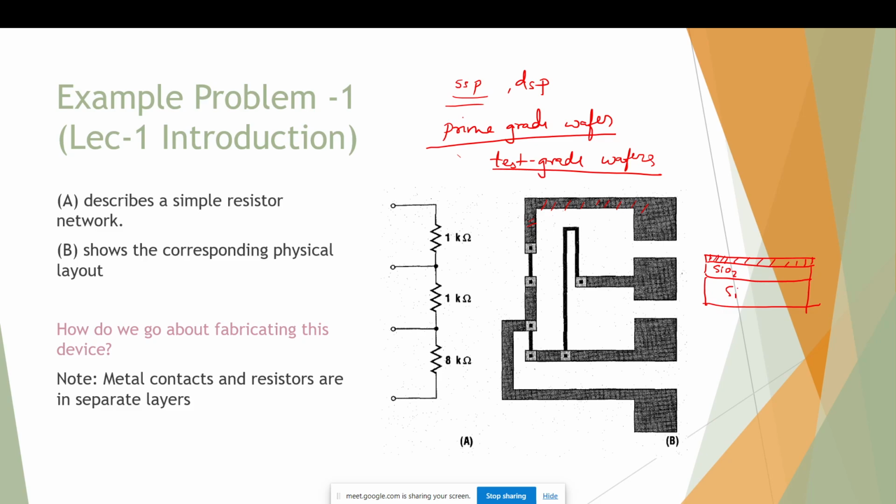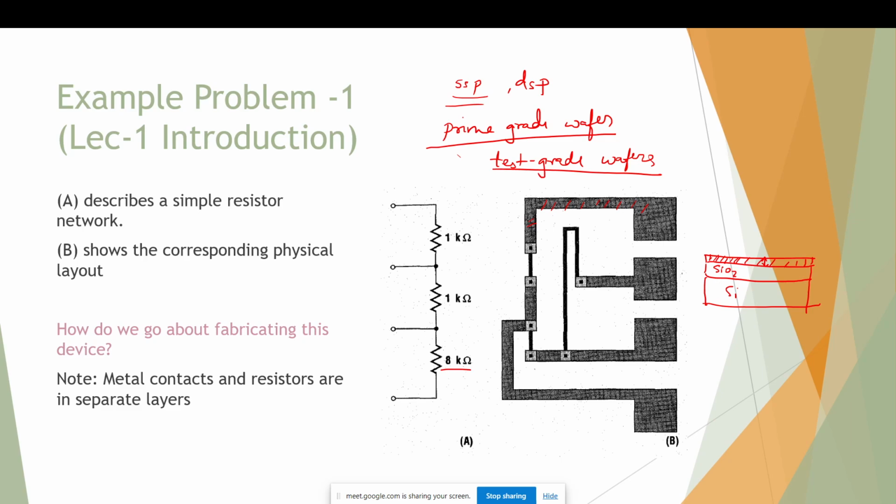So when I'm depositing this material, the thickness of the material is the same throughout, right? So we cannot vary the thickness of these resistors. What we can vary is the length and the width. So to make an 8 kilo ohm resistor, we just make a longer resistor. Okay, that part is clear, right? The design part: why we designed one as long and the other two as short.